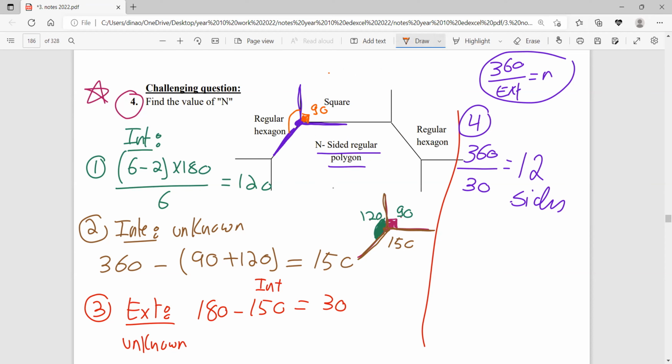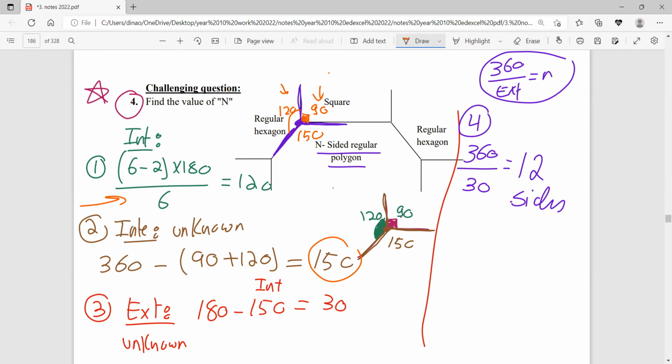مش محتاجة فلسفة. This is a regular hexagon. How do I find the interior of a regular hexagon? Using this interior angle rule. So I substituted in it على طول. 6 minus 2 times 180 over 6. طلعت الانتيرير بتاعت الريجولر hexagon. جبت الانتيرير بتاعت unknown ازاي؟ 360 minus these two. تمام؟ I was able to find the interior angle of the unknown shape.